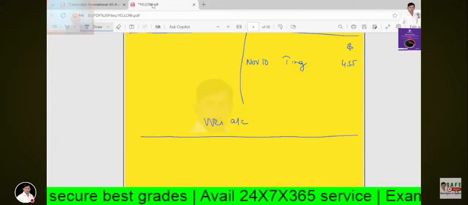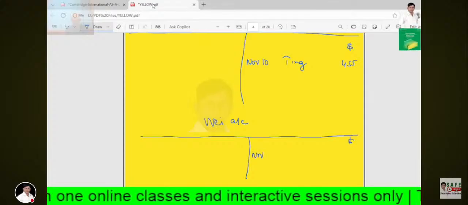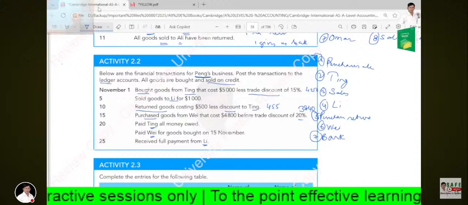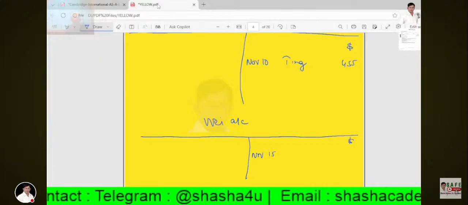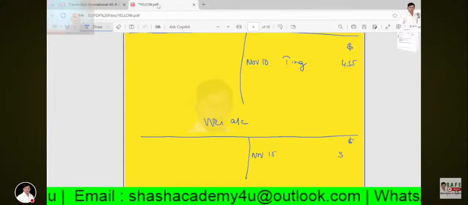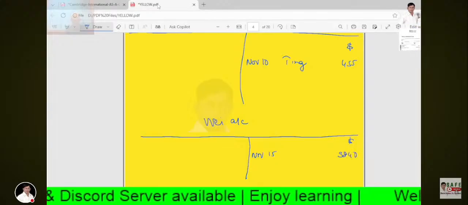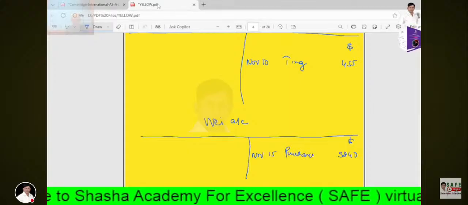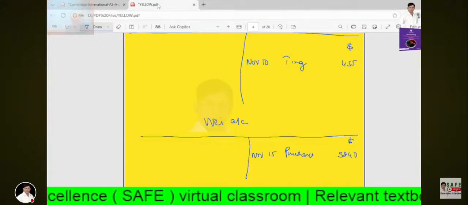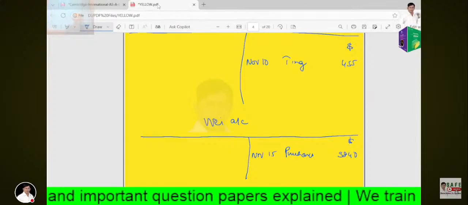So when we purchase, V has given us the goods. So November 15th, 3840. Why are we crediting V? Because we have purchased. We have to credit V with purchases, 3,840. So now coming back again, next entry.